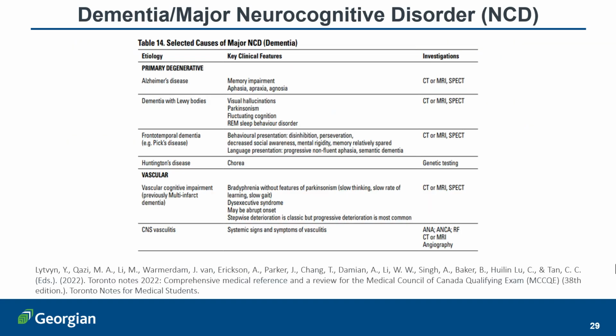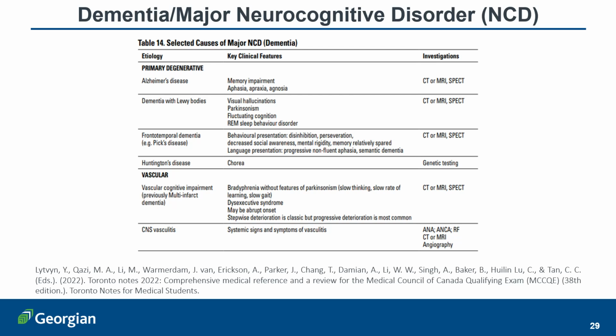There are several causes of major neurocognitive disorders, or NCDs, but the most common cause is Alzheimer's disease, whereby you have memory impairment, aphasia or difficulty speaking, apraxia or the difficulty in performing tasks or movements when asked, and agnosia, whereby the patient or client has difficulty recognizing and or identifying objects, persons, or sounds using their senses.